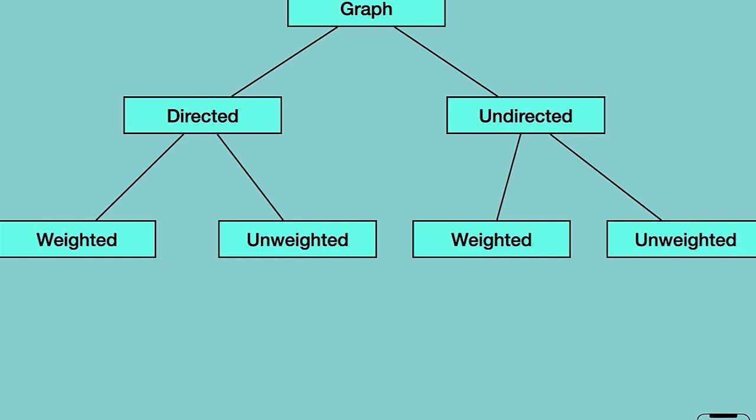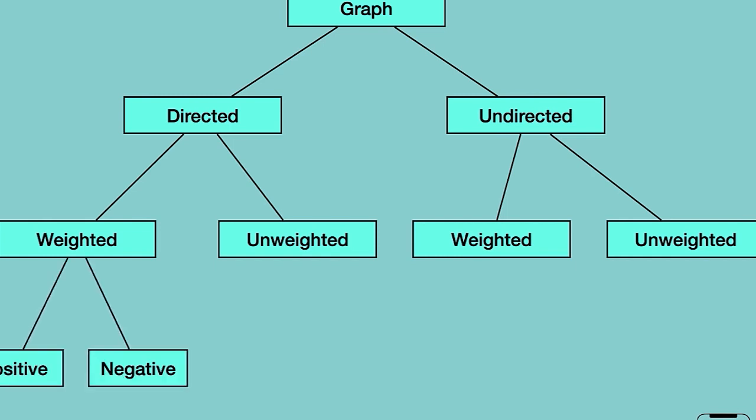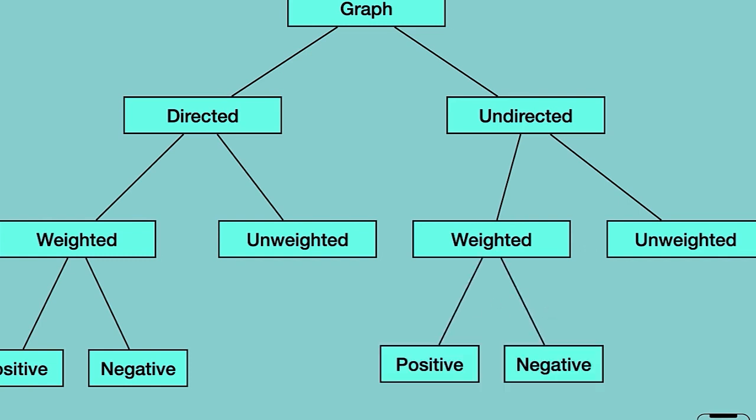Now weighted graphs can be divided into two categories, which will be negative and positive graphs. And here also in undirected graphs, in case of weighted, it can be positive and negative graph. Now if we look at this picture, we can see that we have 6 different types of graphs, which are directed weighted positive graphs, directed weighted negative graphs, directed unweighted, and undirected weighted positive graphs, undirected weighted negative graphs, and finally undirected and unweighted graphs. Now let's look at them one by one.